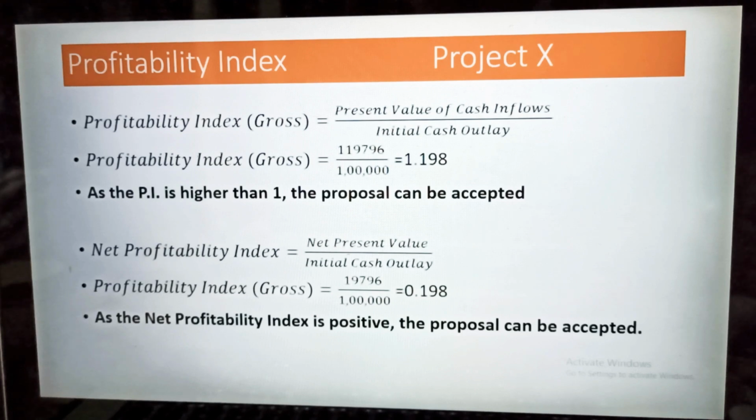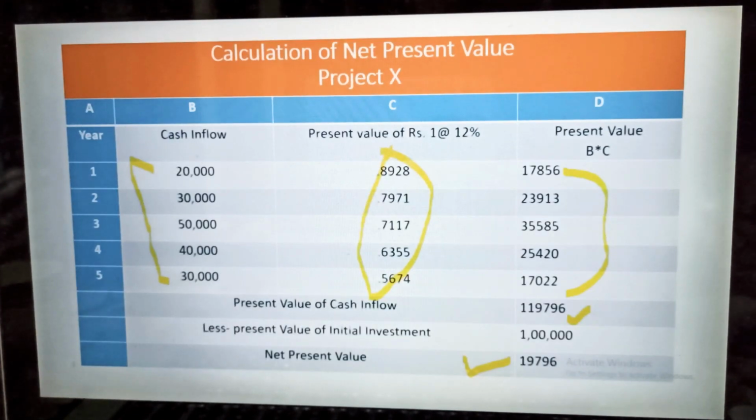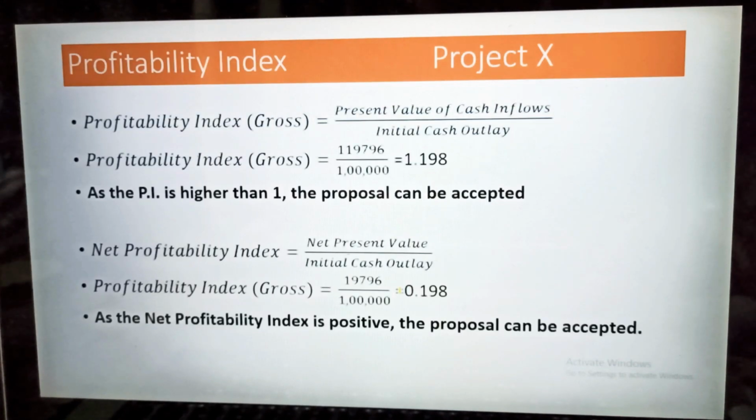Let's come to the net profitability index. Under this you have to find out net present value. Earlier it was total present value, but here you have to find out net present value divided by initial cash outlay. As we have calculated here, net present value is 19,796 in case of project X. The same thing I have taken here divided by 1 lakh, the initial outlay. Then you will find 0.198. As I have told you, it should be positive. If the net profitability index is positive, then the proposal can be accepted. Okay, so we have completed project X.